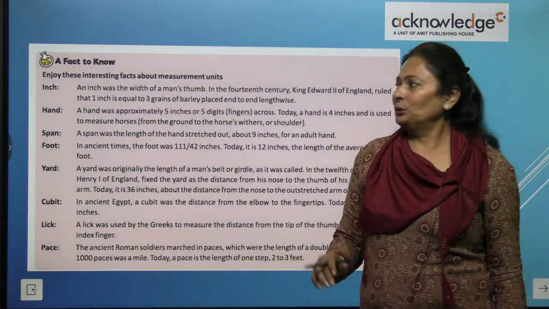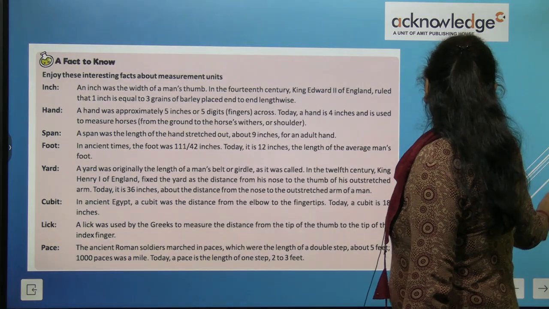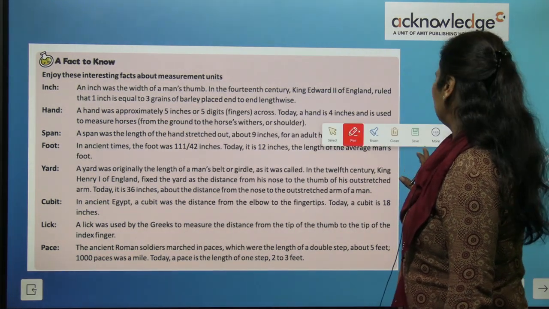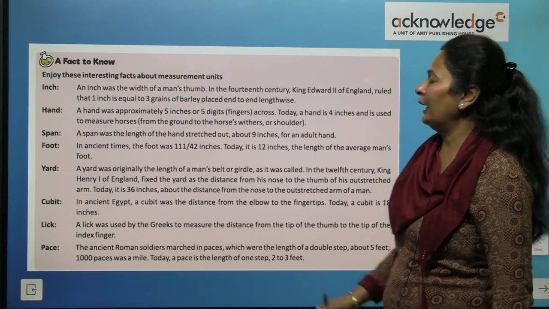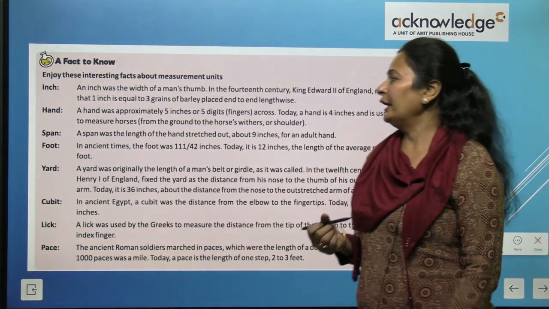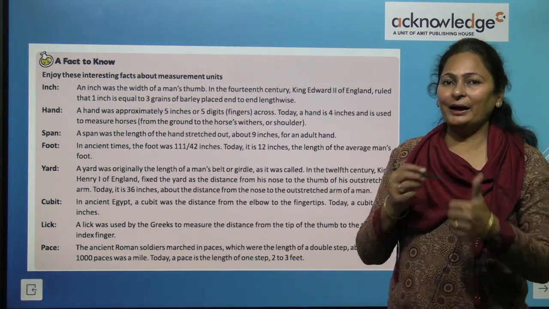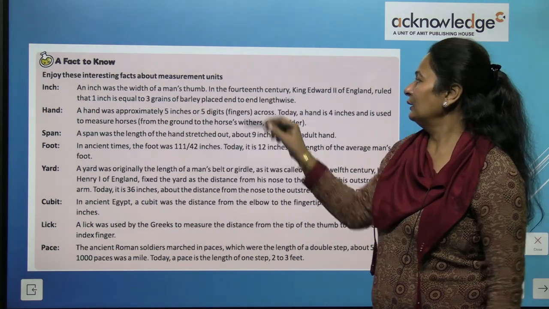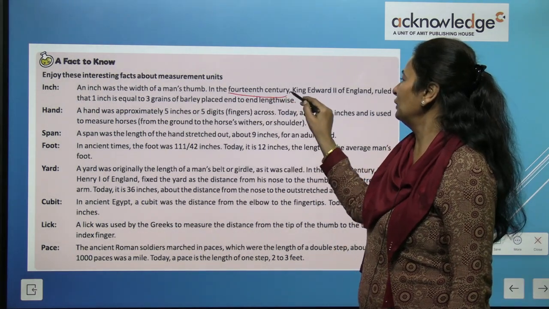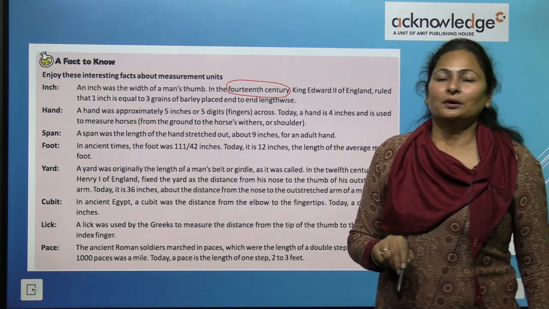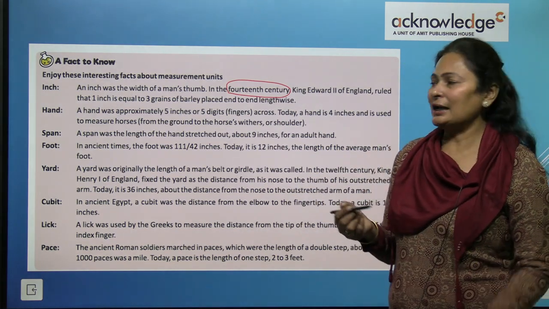Now, a fact to know is some terms and definitions have been given. Inches, and what is an inch? An inch was the width of a man's thumb in the 14th century. The earlier people used to use this. This is the non-standard unit.